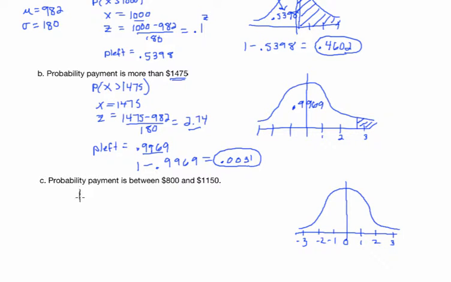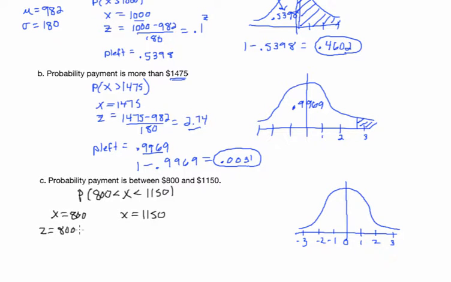Now, the probability that our payment is between 800 and 1150, or our x value is between these two values. That's what I'm looking for. So I have two x values that I need to turn into z-scores. I've got x is 800, and x is 1150. I'll turn those both into z-scores.